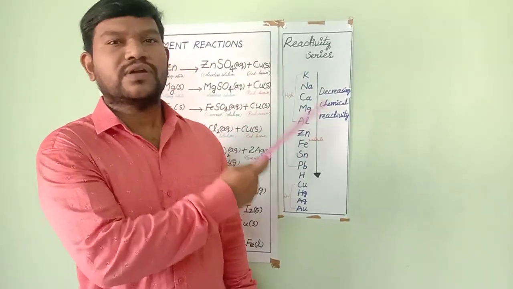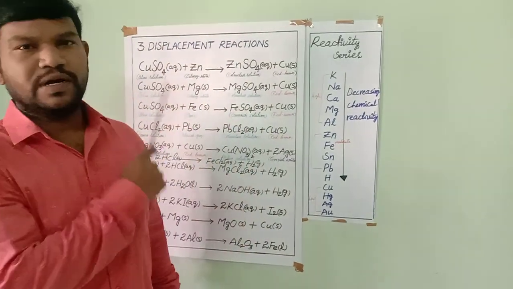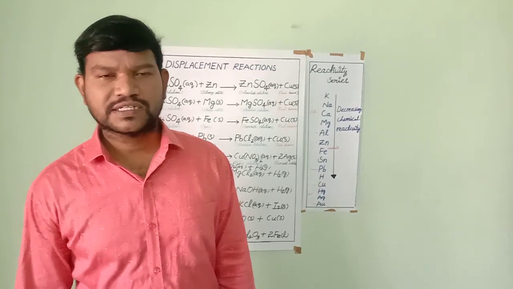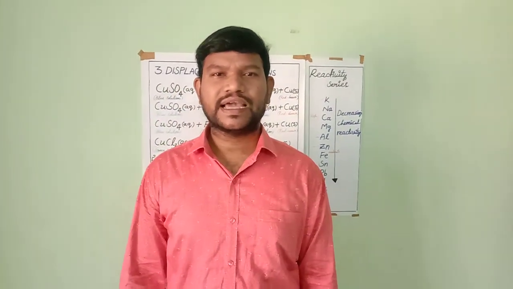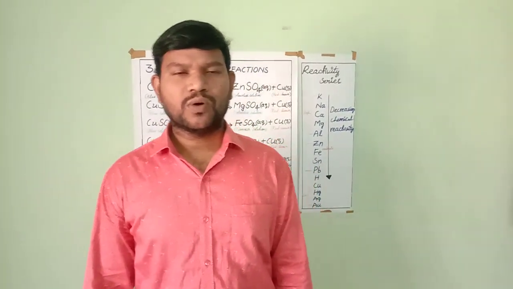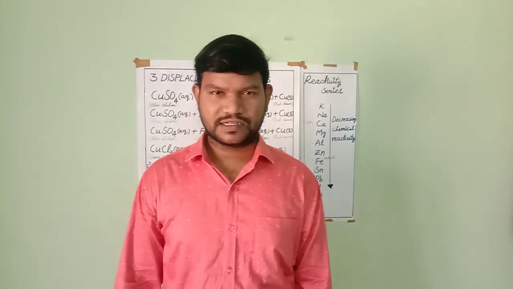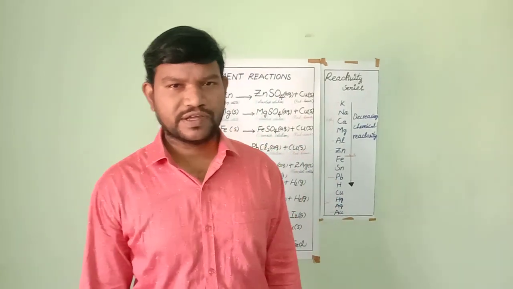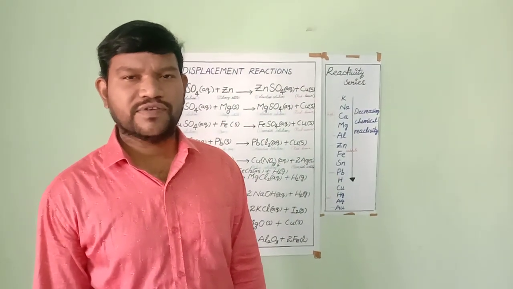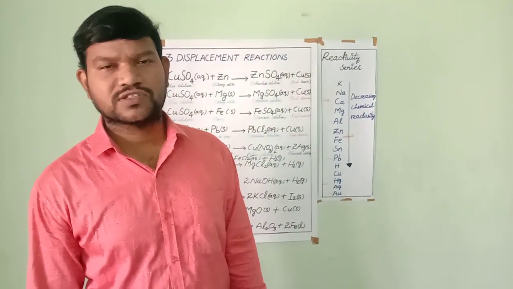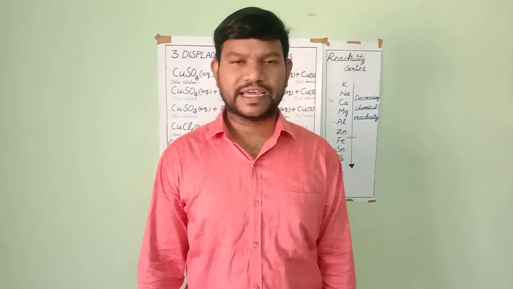Now I hope that you all understand this chemical reactivity series, so that we can now understand chemical displacement reactions. Displacement reactions: those reactions in which one highly reactive element displaces a less reactive element and occupies its place are called displacement reactions. Once again I am repeating the same definition. These displacement reactions are of many types.